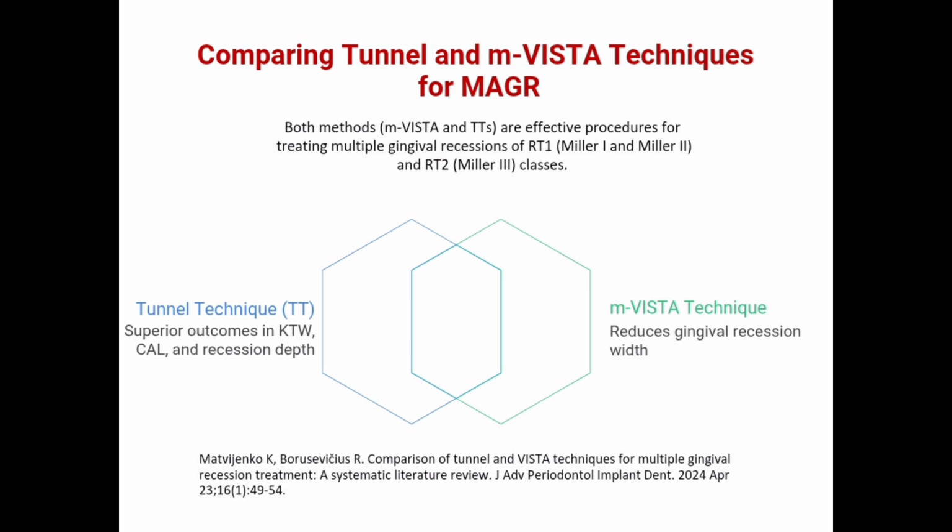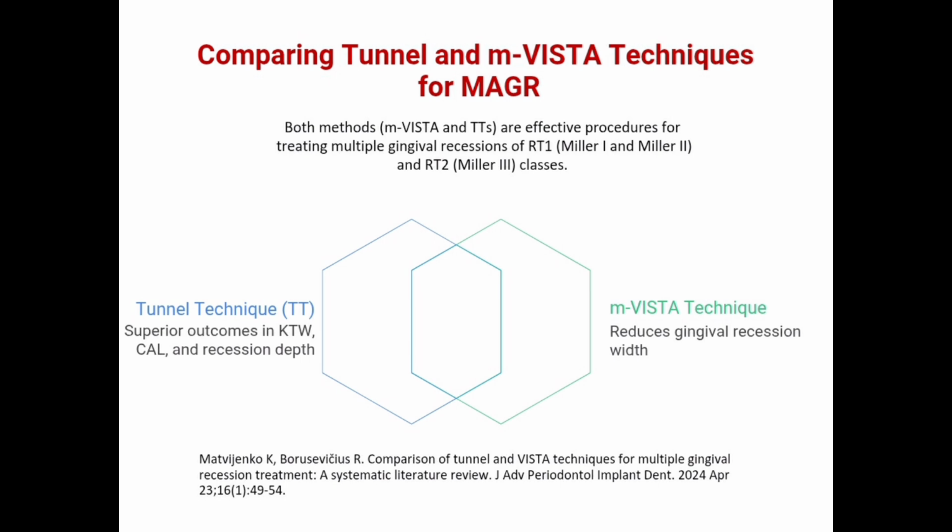Another study by Matvijenko in 2024 compared tunnel and modified VISTA. Both methods were effective procedures for treating multiple gingival recessions of RT1 as well as RT2 recession cases. The tunnel technique, on one hand, showed superior outcomes in keratinized tissue width, CAL and recession depth, whereas modified VISTA reduced gingival recession width.